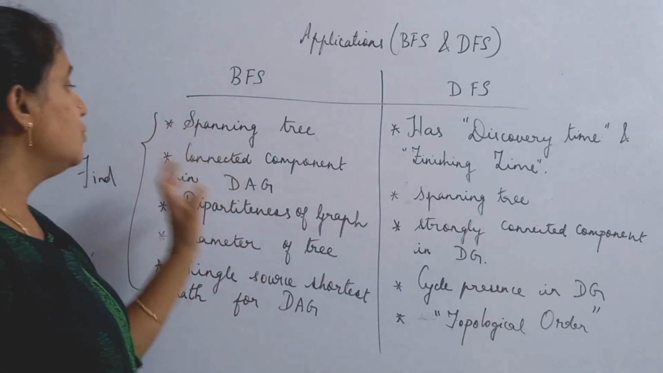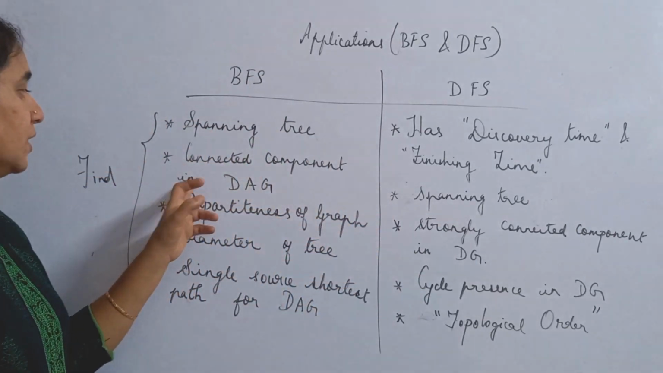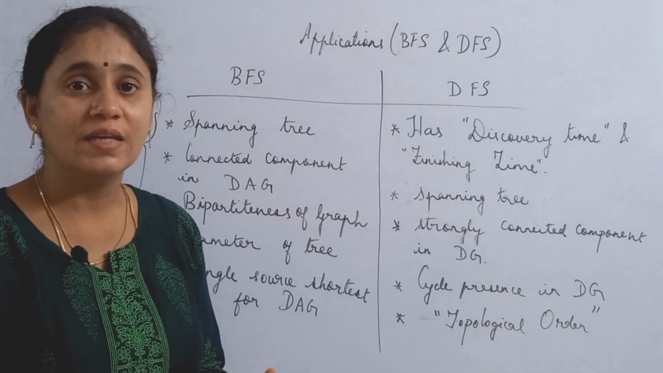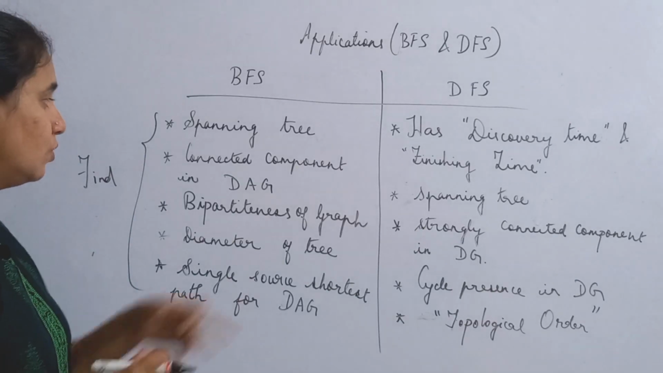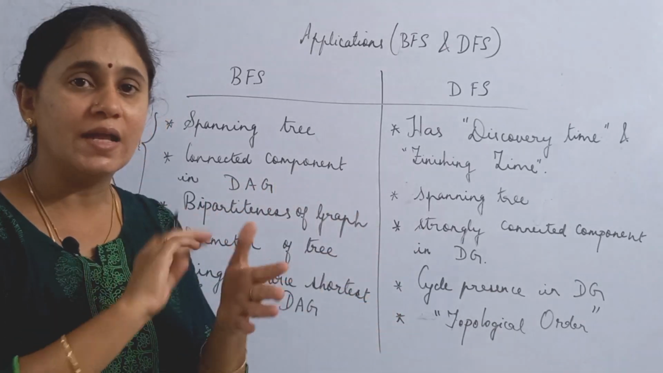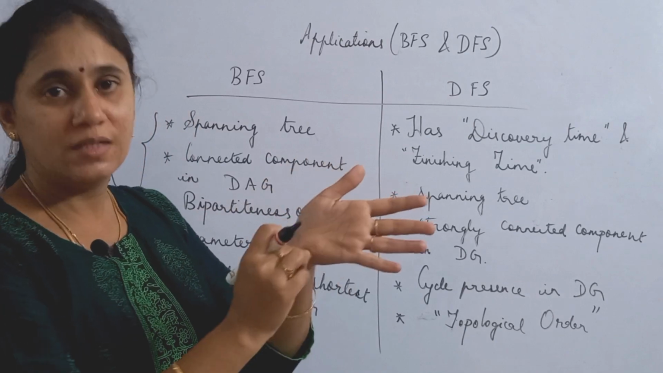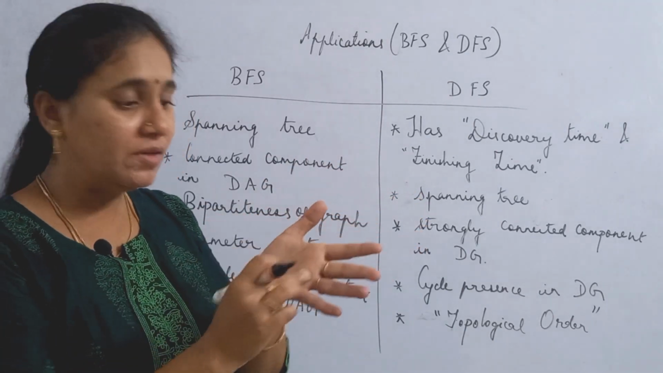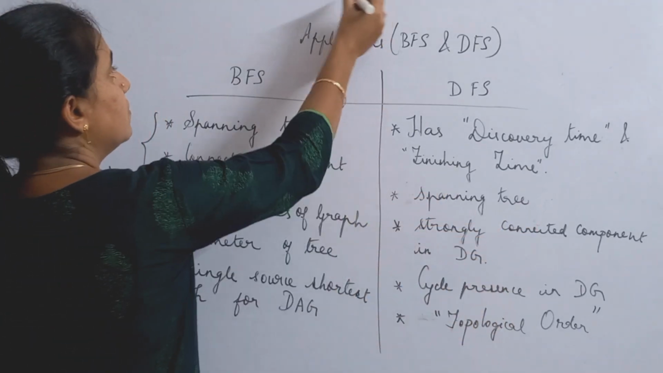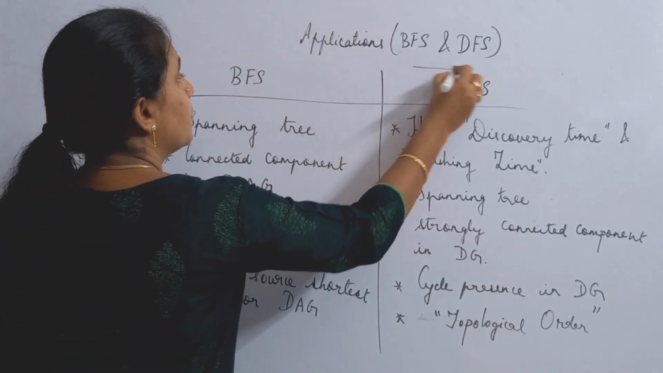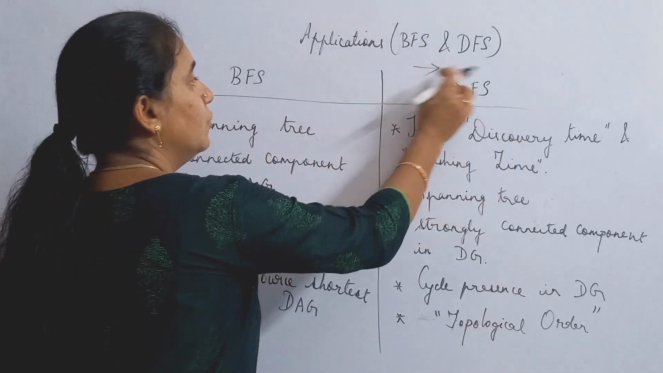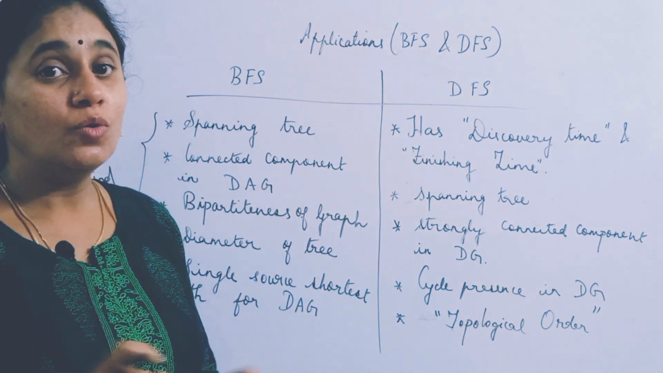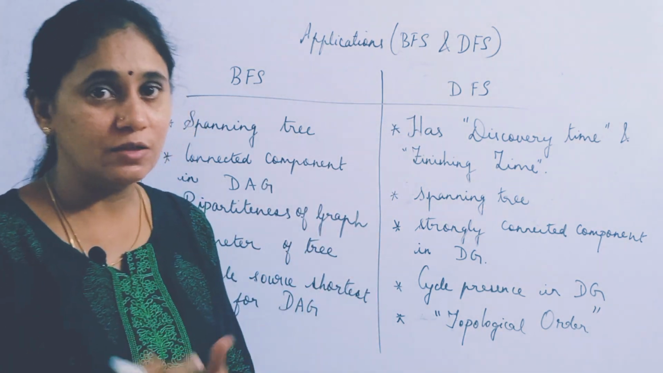Next, it is used to find the connected component in a DAG. DAG stands for directed acyclic graph. Directed means the path will be directly mentioned, that is, based on that path only I have to travel. I cannot go in the reverse direction. If it is given like this, I have to move only from here to here, I cannot move from here to here. That is a path which we are going to discuss in the future, friends.